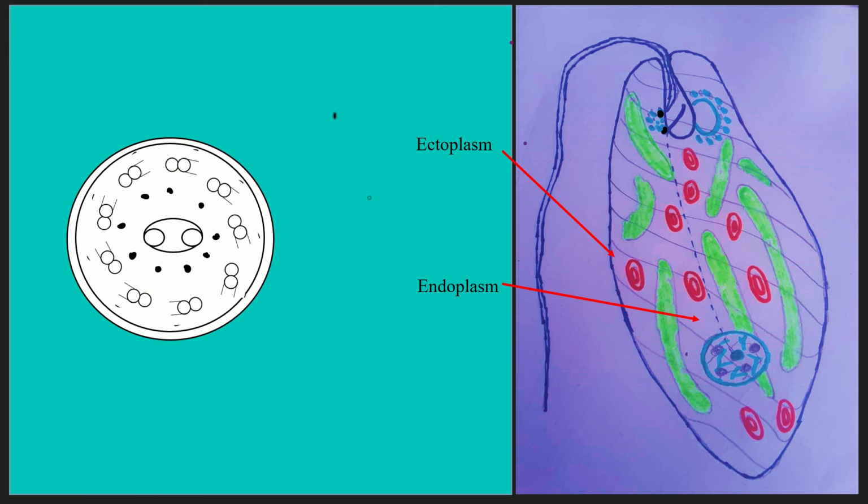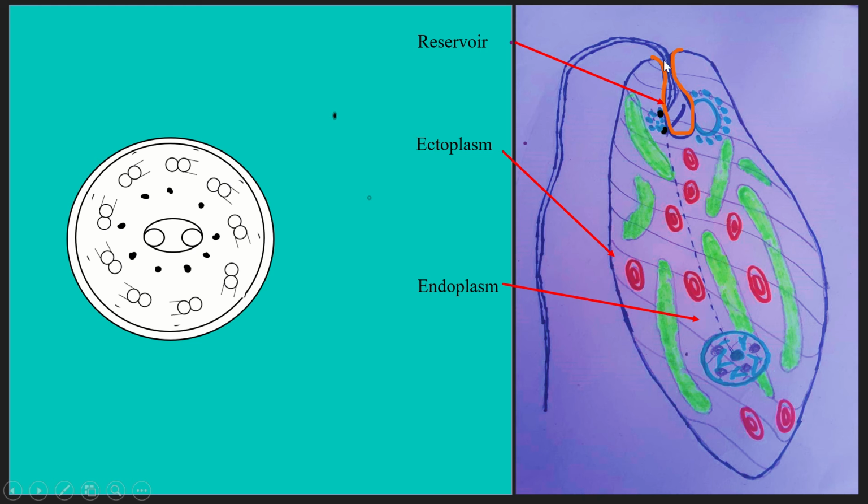The inner or central zone is called the endoplasm. This central zone is a more fluid-like and granular zone. The central zone of the cytoplasm is called the endoplasm. It contains the nucleus, and several other cell organelles are found in this endoplasm.